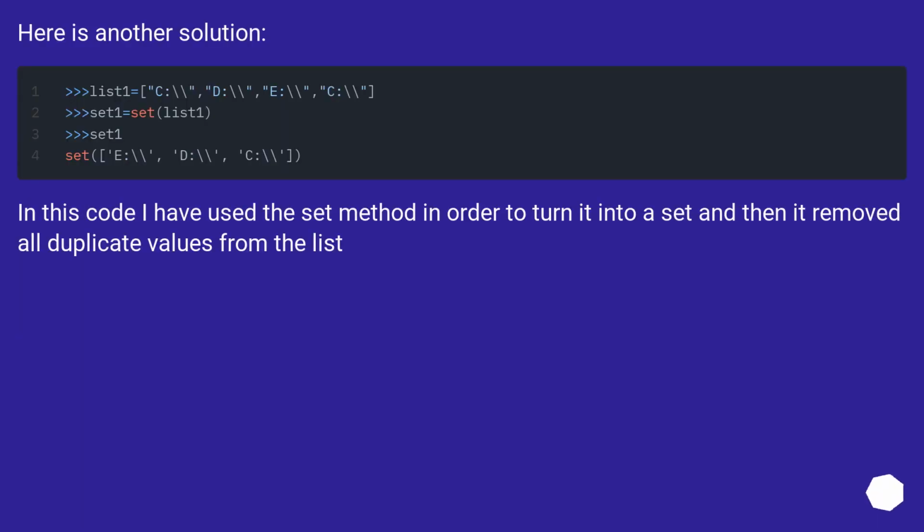Here is another solution. In this code I have used the set method in order to turn it into a set, and then it removed all duplicate values from the list.